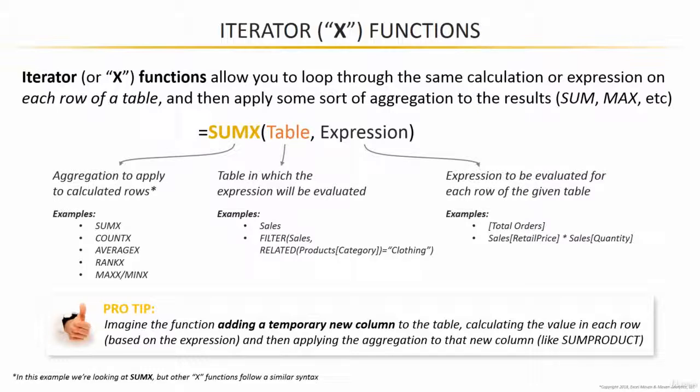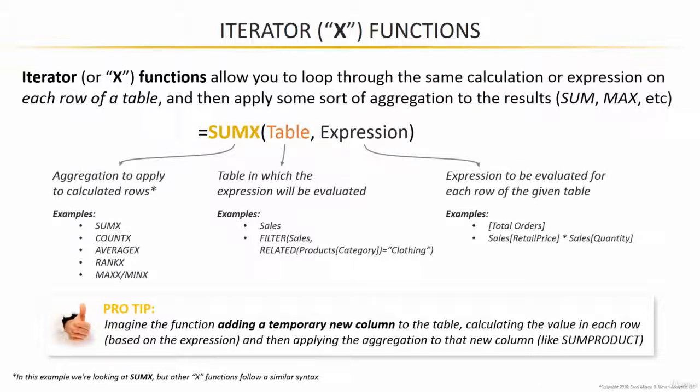So it might be helpful to think of these iterator functions as adding a temporary column at the end of the table where it stores the results of each of these expressions for every single row as it works through the table. Once it reaches the final row, it aggregates the values in that temporary column based on whatever function it is. If it's a SUMX, it takes the sum of those results. If it's a COUNTX, it counts the results. If it's a RANKX, it determines ranks based on those results, and so on. So that's how these iterators are really working.